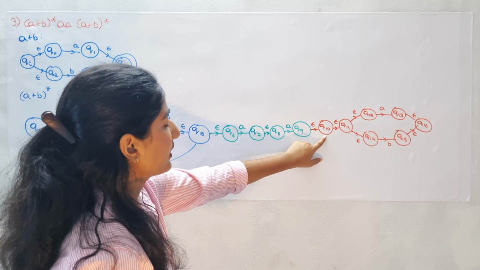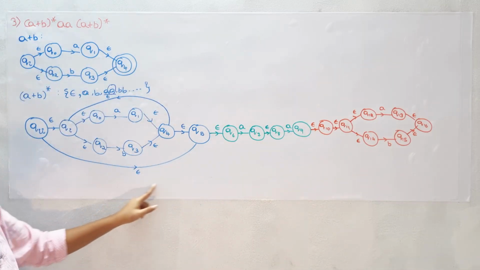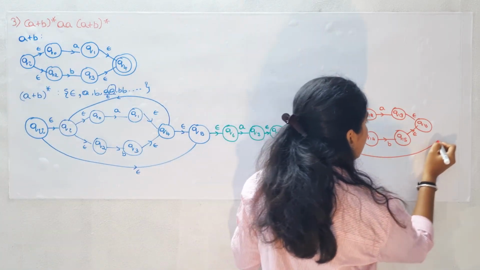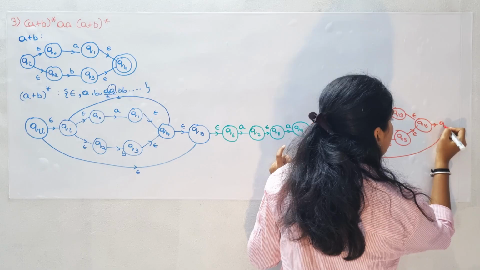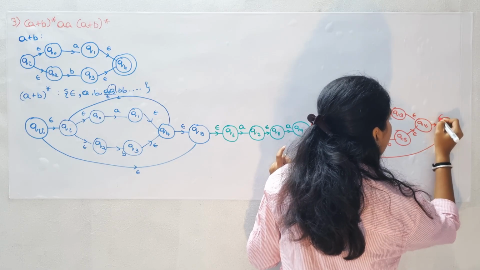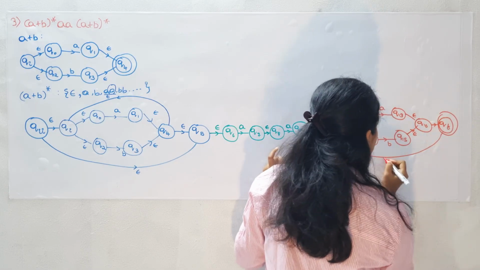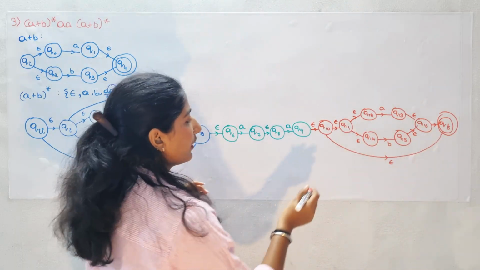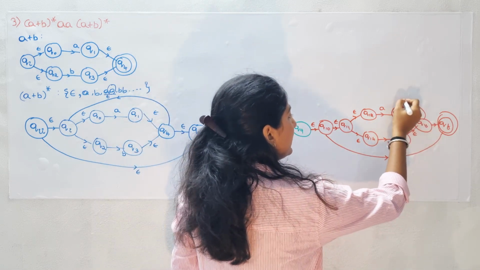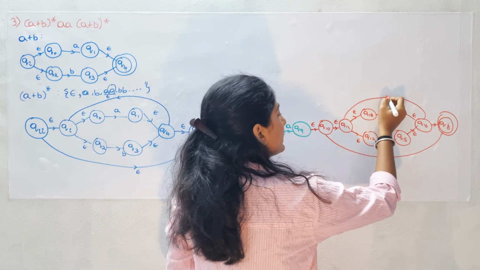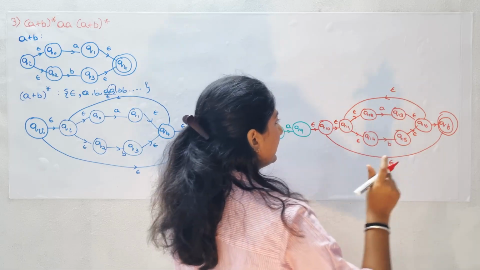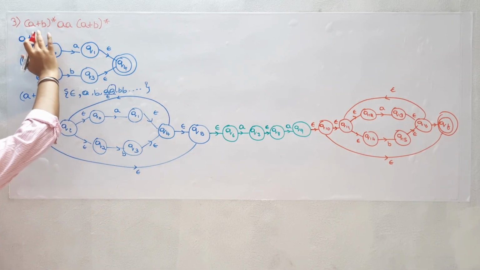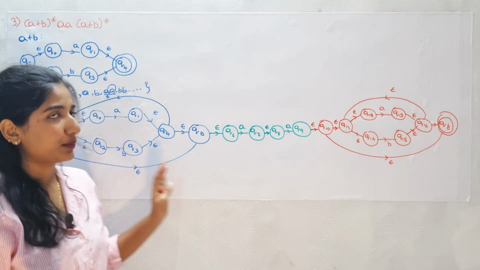So if I get in this initial state, if I get epsilon, what I have to do? I have to move to the new final state. Let's take it as qf. This is the final state, right? So on epsilon transition, it should move to this state, and if I have a or b many number of times, I have to move to this initial state. Clear? This is how we write the transition diagram for (a+b)*.